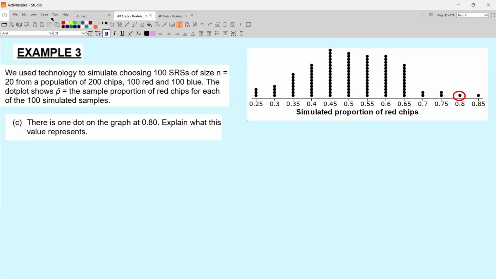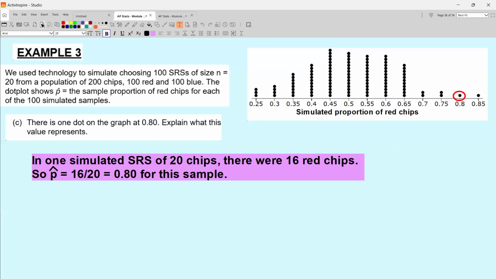So in this case, that 0.80 is one simulated simple random sample of 20 chips. There were 16 red chips altogether. So the p hat is 16 out of 20, which is 0.8. So in a sample of 20, 16 of them were red.